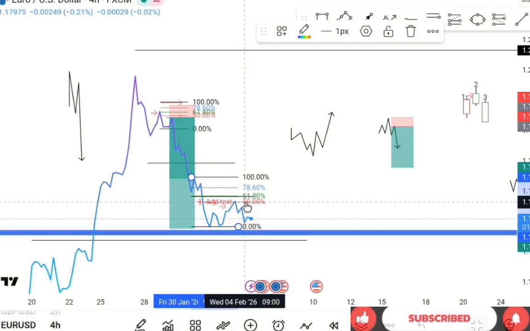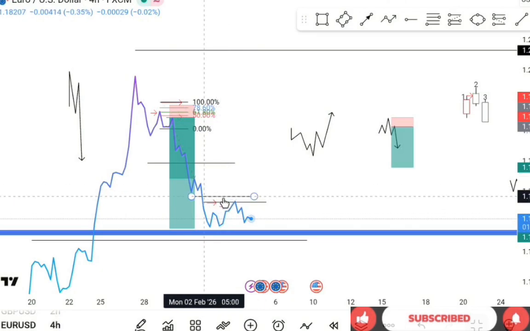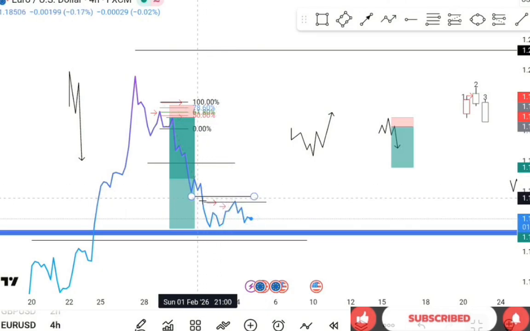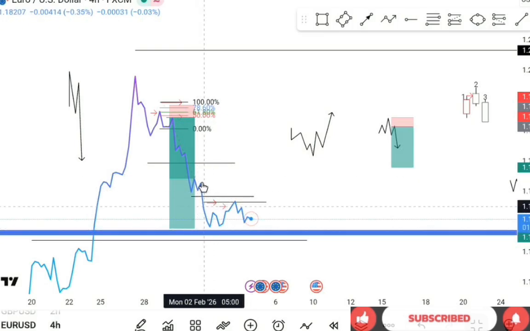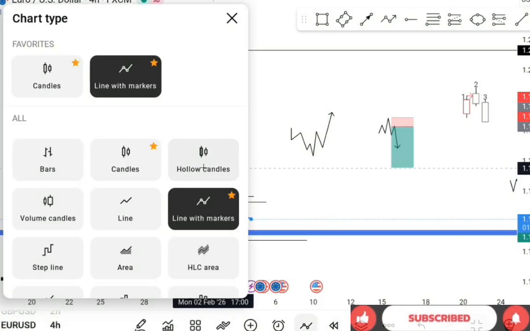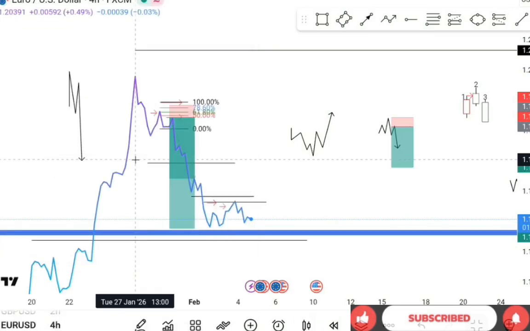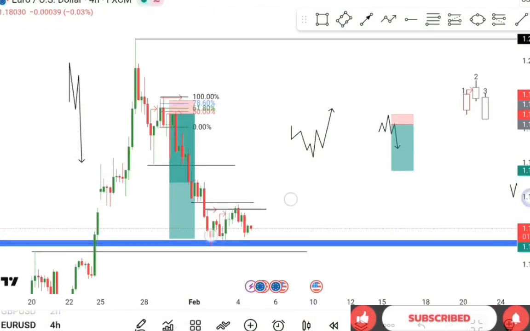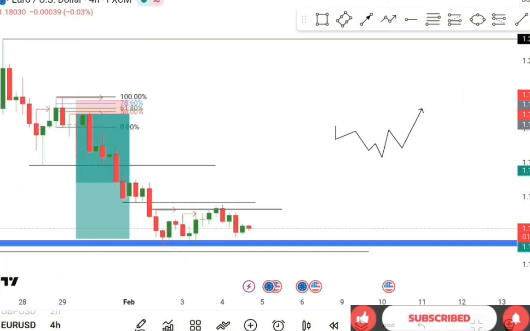You can see after this 50% zone was retested, it retested to this fair value gap inside this long bearish move right here. So let's still go to candles. You can see how everything is actually in conflict with what we were saying at this point. Let me make it bigger so you can see it more clearly.